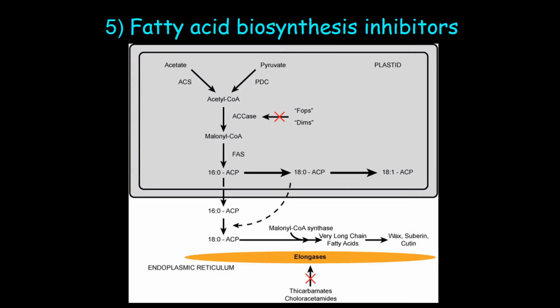Aryloxyphenoxypropionic acids and cyclohexanediones are commonly called FOPs and DIMs, respectively. Each is used for post-emergence selective control of annual and perennial grasses in some dicotyledonous crops and in some cereal crops. They are often referred to as graminicides.